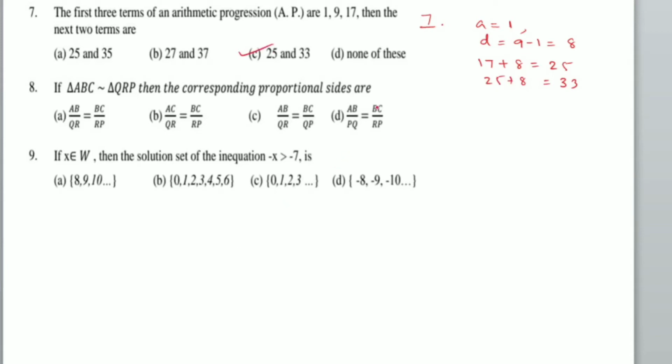Okay. Now question number 8. Here it is said that triangle ABC is similar to triangle QRP, then the corresponding proportional sides are what? At first I draw a picture.